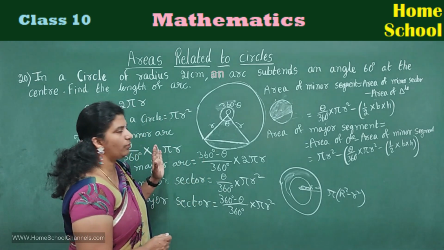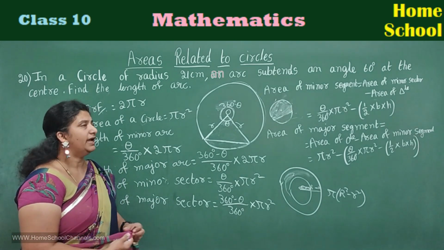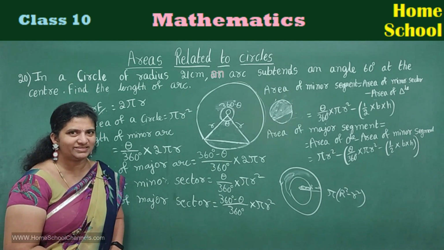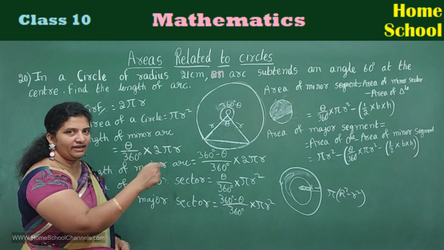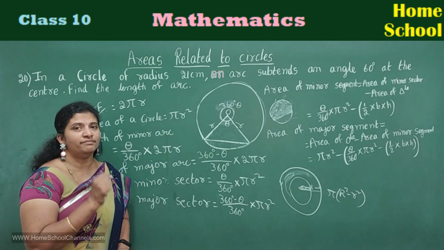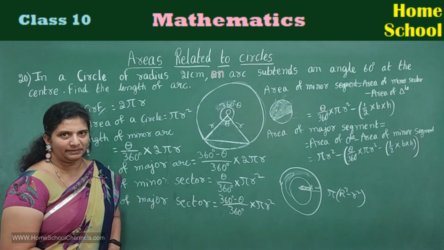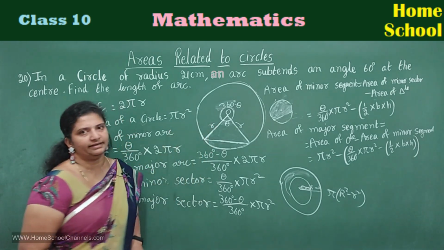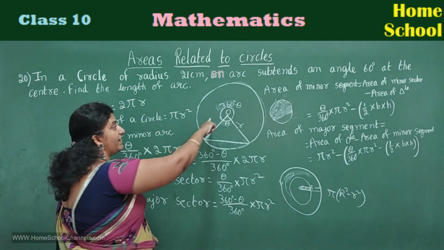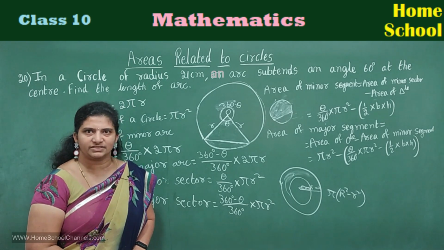So let's have a quick recap of all the formulas. Circumference of a circle is 2 pi r. Area of a circle, pi r square, square units. Next, length of minor arc, theta by 360 into 2 pi r. Length of major arc, 360 degree minus theta by 360 into 2 pi r. Area of minor sector, theta by 360 degree into pi r square. Area of major sector, 360 minus theta by 360 into pi r square.